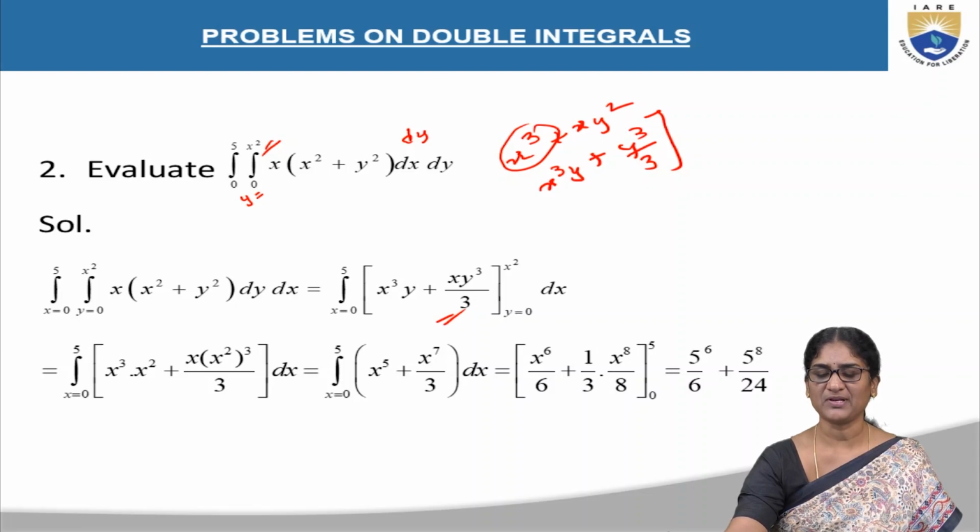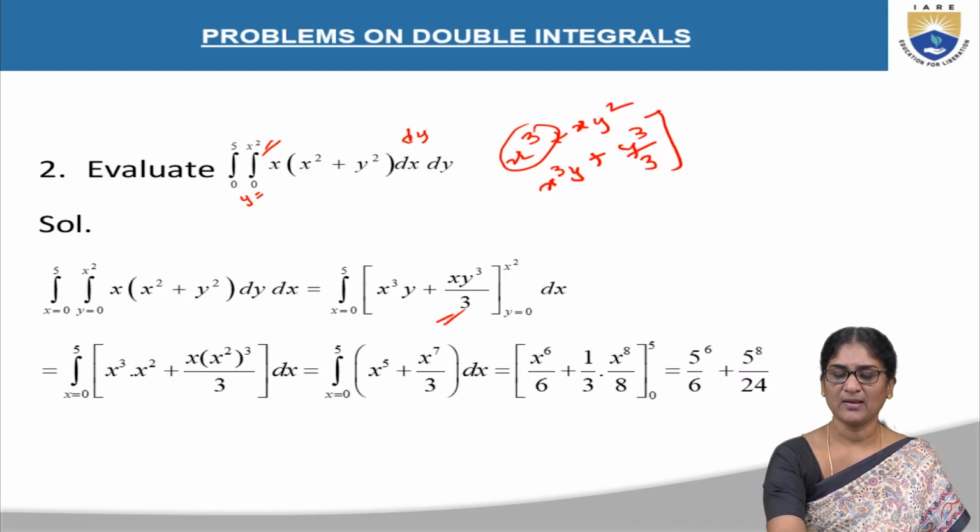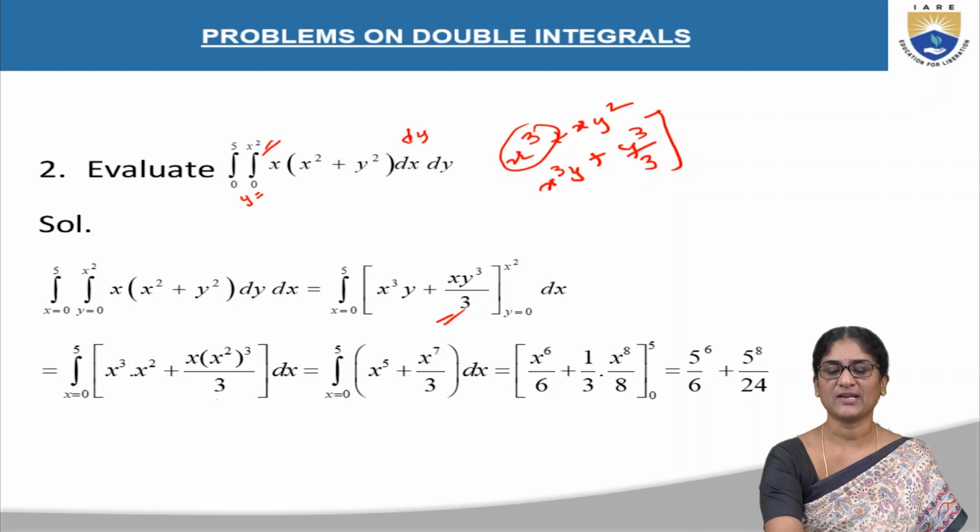The upper limit for y is x square and the lower limit is 0. So the upper limit is x square; in place of y, we have to take x square. So we get x cube into x square plus x into x square whole cube divided by 3.